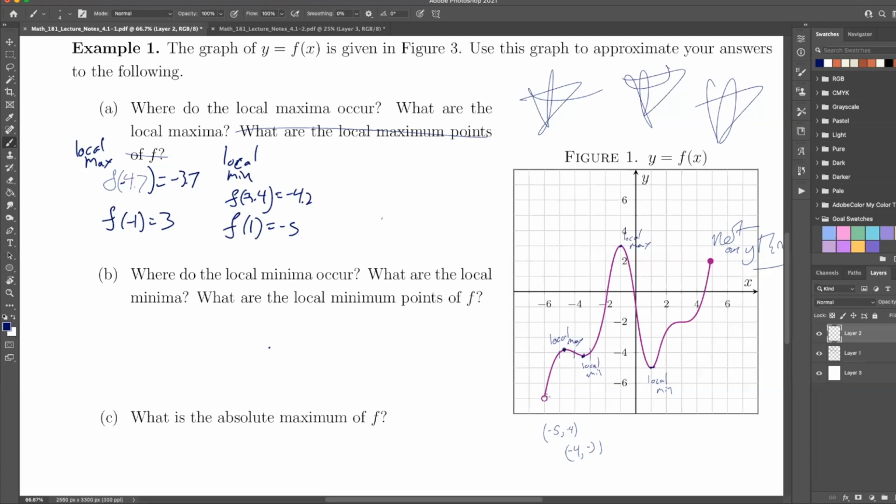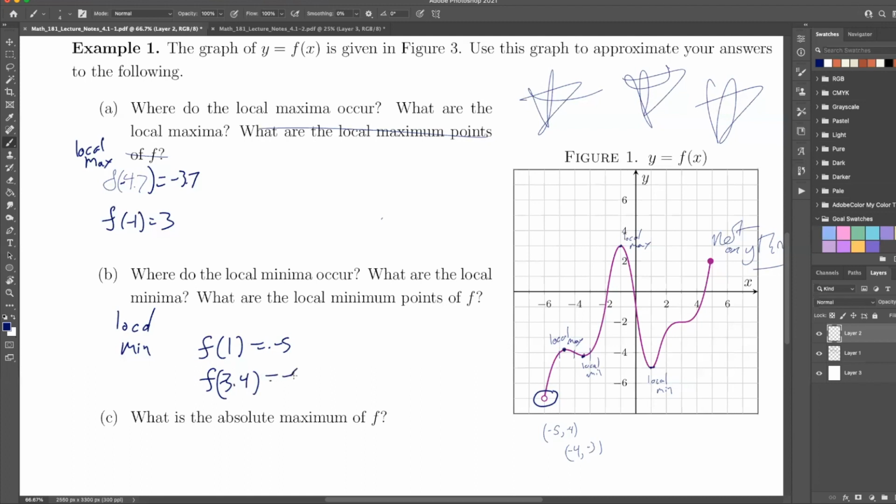Notice that we'll check our endpoints. So you check all the local mins and maxes. So where's our absolute max? Oh, these are maxes. I wrote this in the wrong area, didn't I? These are our local maxes. Our local mins are over here. So f at 1 was minus 5, and the other one was f at 3.4, which I said was minus 4.2. I think that's what I said.